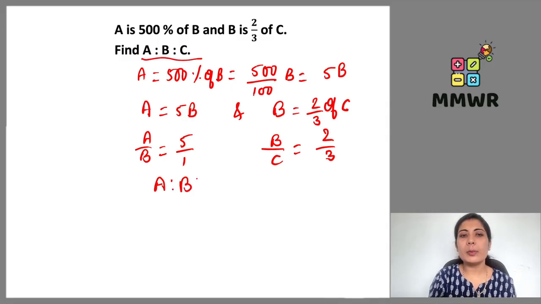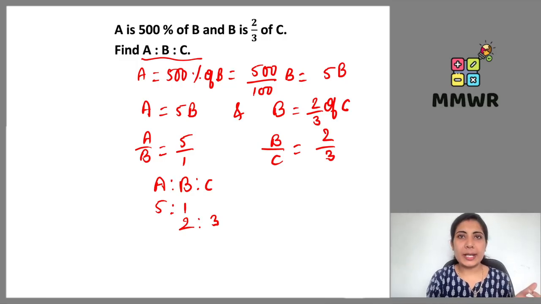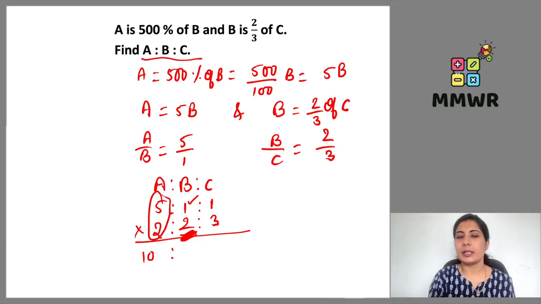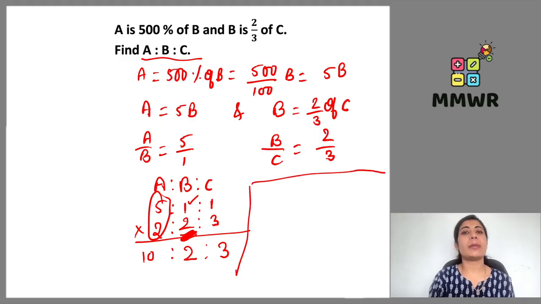For that, we will write 5:1 and 2:3 here. Now we know how to multiply to balance it out. Before 2, nothing is there, so we will multiply it by 2. After this 1, nothing is there, so we will multiply it by 1. Now let's take the product vertically. 5 multiplied by 2 is 10, 1 multiplied by 2 is 2, 1 multiplied by 3 is 3. So 10:2:3 will be the ratio of A, B, C. This way we can do it by the basic method.